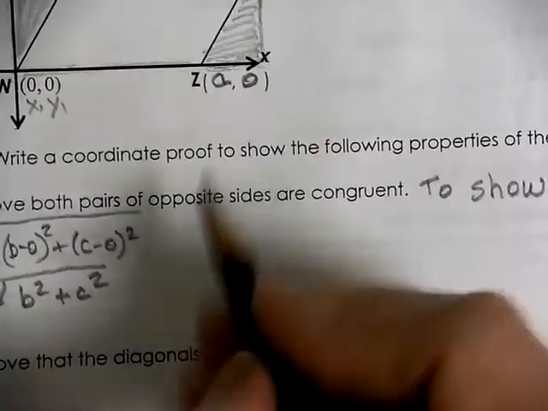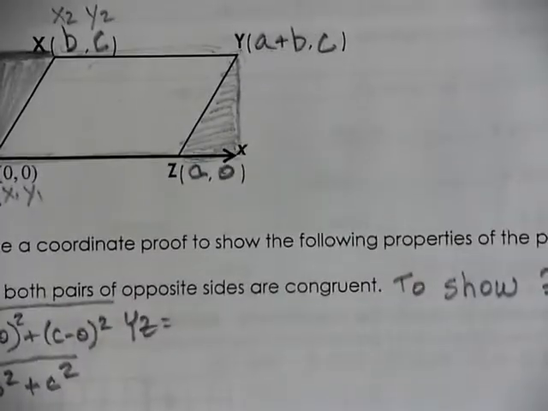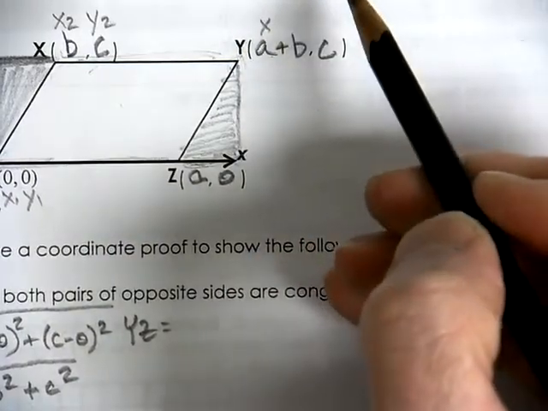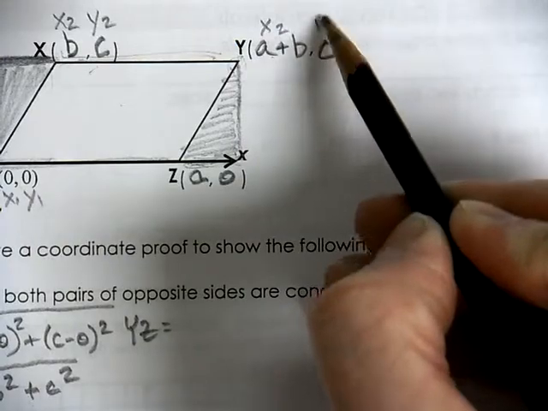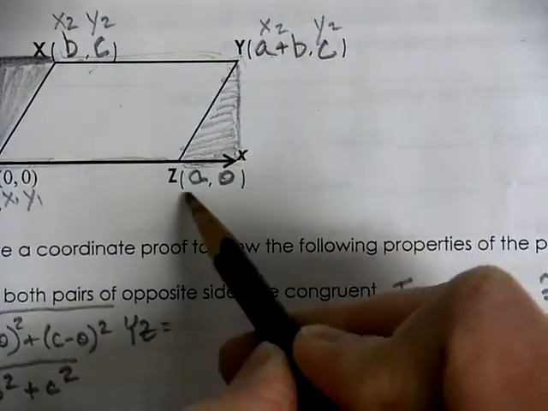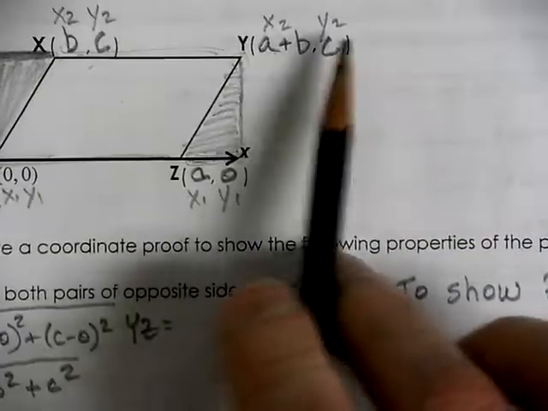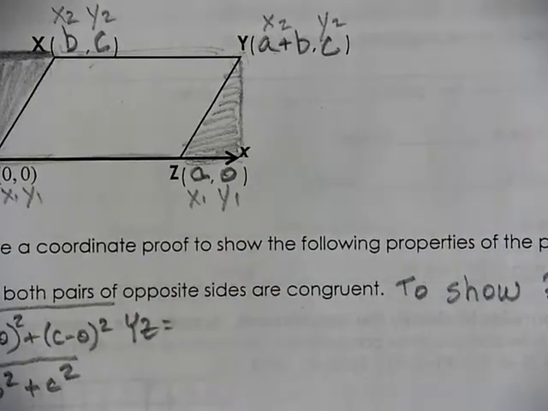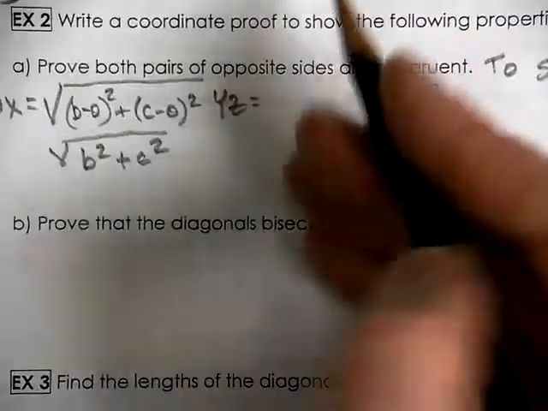So we're going to compare that with YZ. Well, YZ will come over here. This would be our x2 and our y2 and our x1 and our y1. I like to call the bigger numbers the 2's and the smaller numbers the 1's, but it wouldn't matter. Order won't matter. It'll all work out. When you square a negative, you'll get a positive.